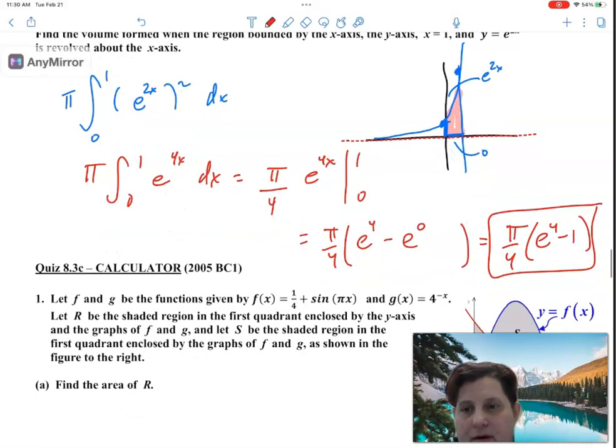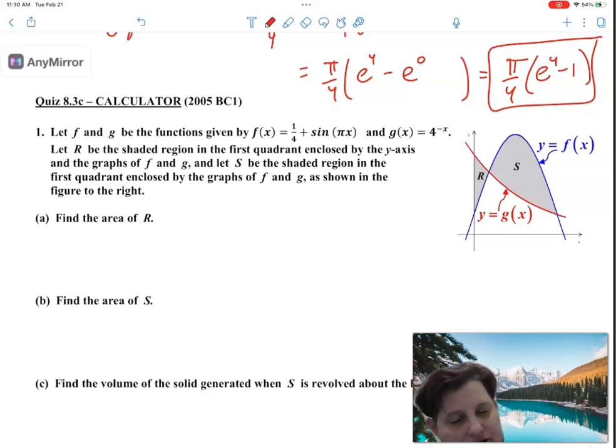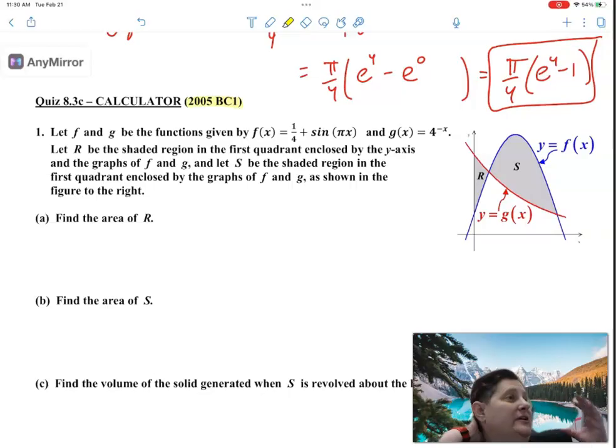Okay, here's another great question. This was on 2005, the BC question number 1. For a lot of years, it's not the same now, but every FRQ number 1 on the BC test was an area volume, like for a lot of years.